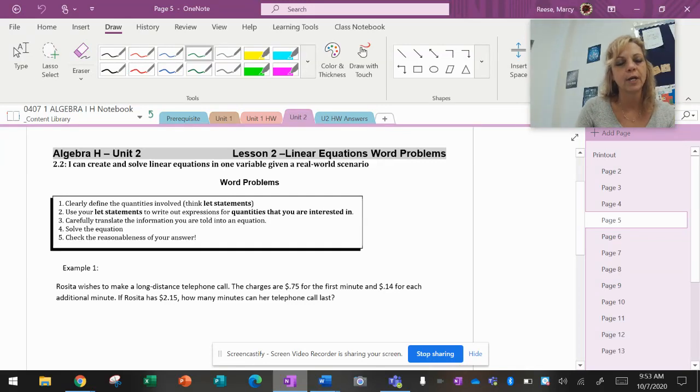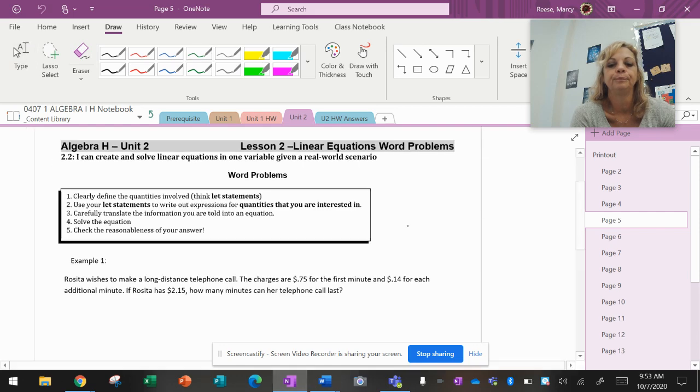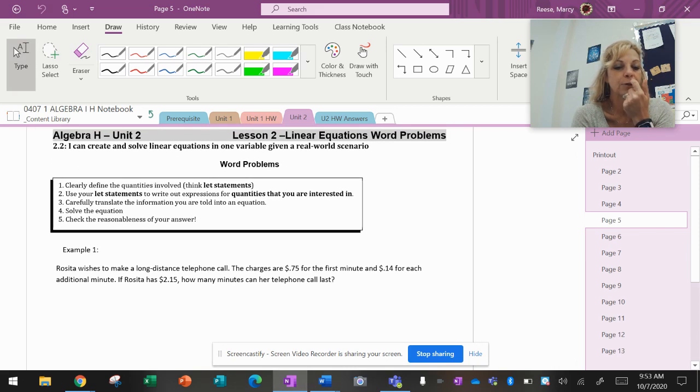Hello, Algebra Honors kids. We're doing Unit 2, Lesson 2. We're going to do some word problems today. This is your Standards 2.2. So by the end of this, hopefully you're going to be able to create a linear equation and solve it, given a real-world scenario.